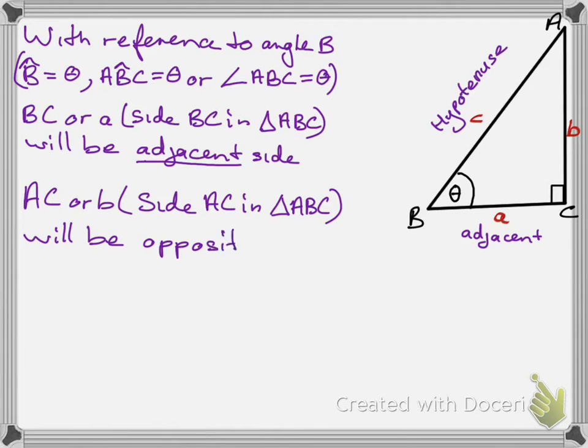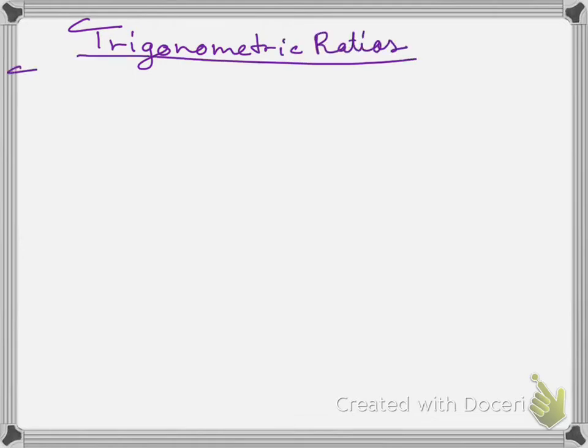So with reference to angle B, we can call side BC the adjacent side, and side AC the opposite side. You can see we have named these sides with reference to the angle theta. So what does that mean? Let's do some trig ratios given a triangle.